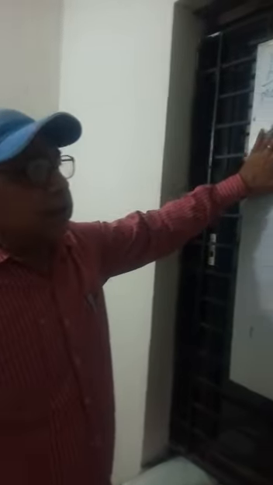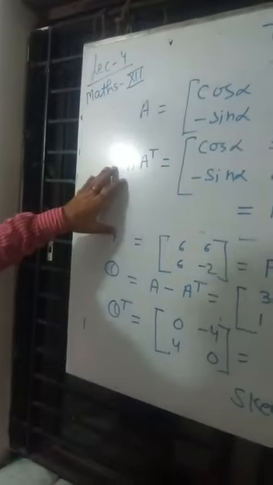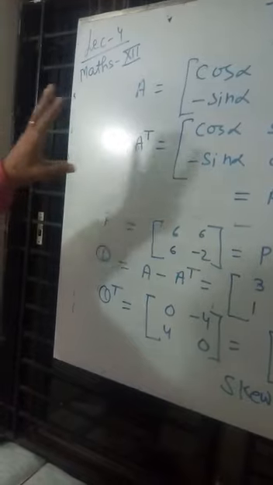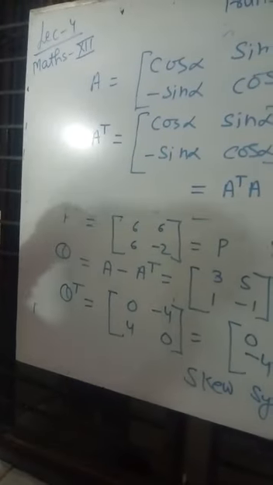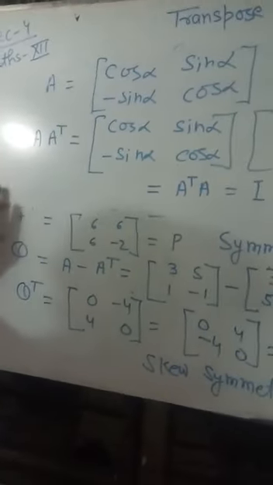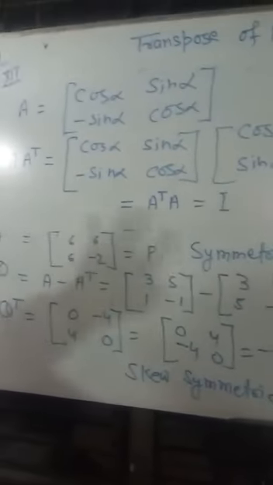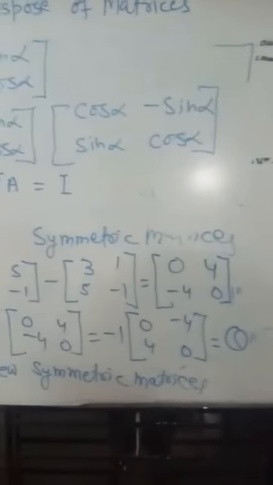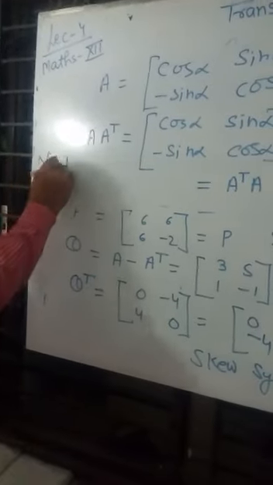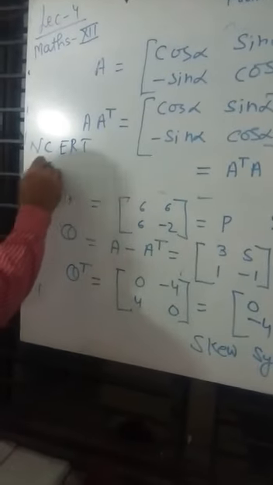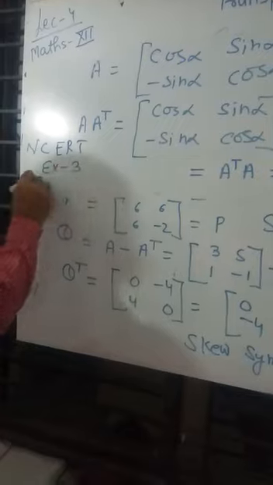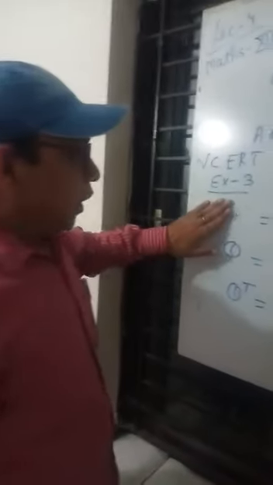As you discussed in previous topics, you follow the rules of multiplication and addition, and you can solve problems on the transpose of matrices. Now you have solved NCERT exercise 3 by these rules, and if you follow the rules, you can solve all the problems. Thank you.